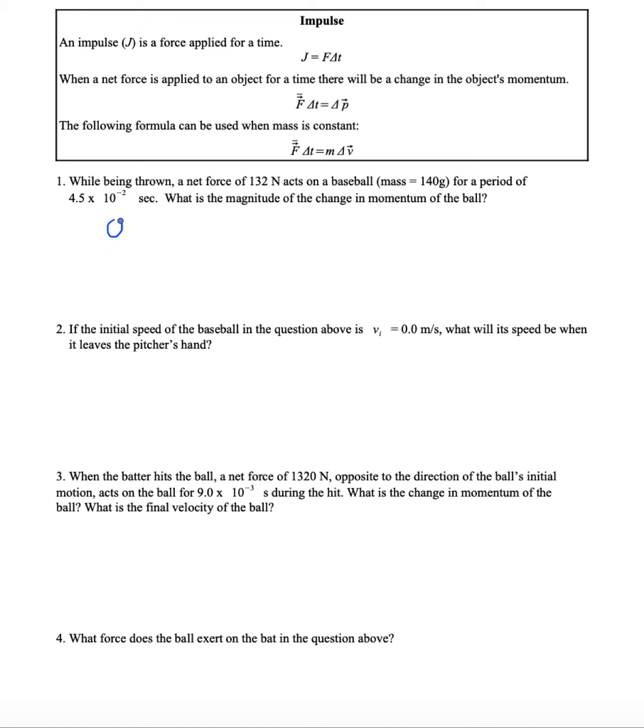So first of all, we're going to have a ball that's being held by a person, and they're going to apply a net force to get the ball to accelerate. So its momentum is going to change. Now, since we know the force that's applied and the time that it's applied for, we can find the change in momentum for the ball. It will be given by delta p equals F delta t.